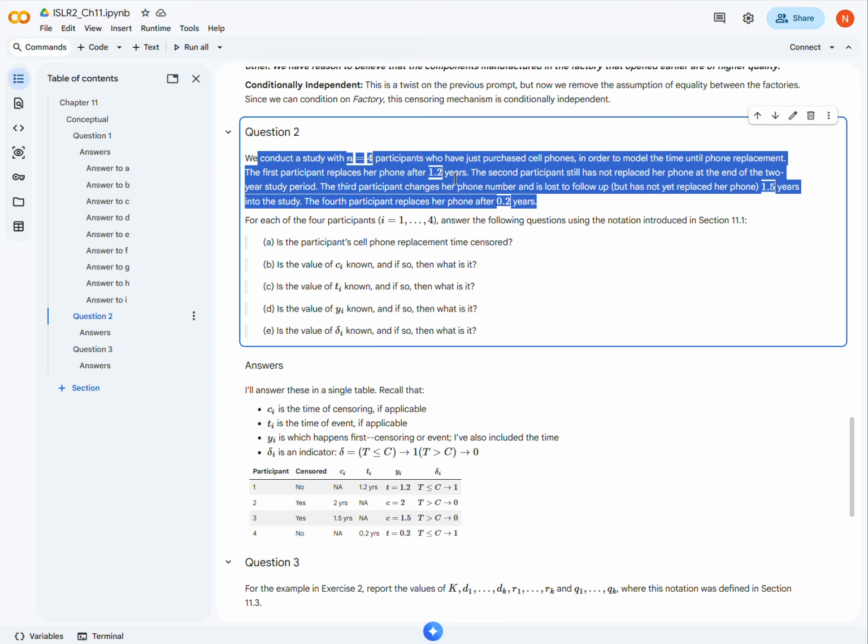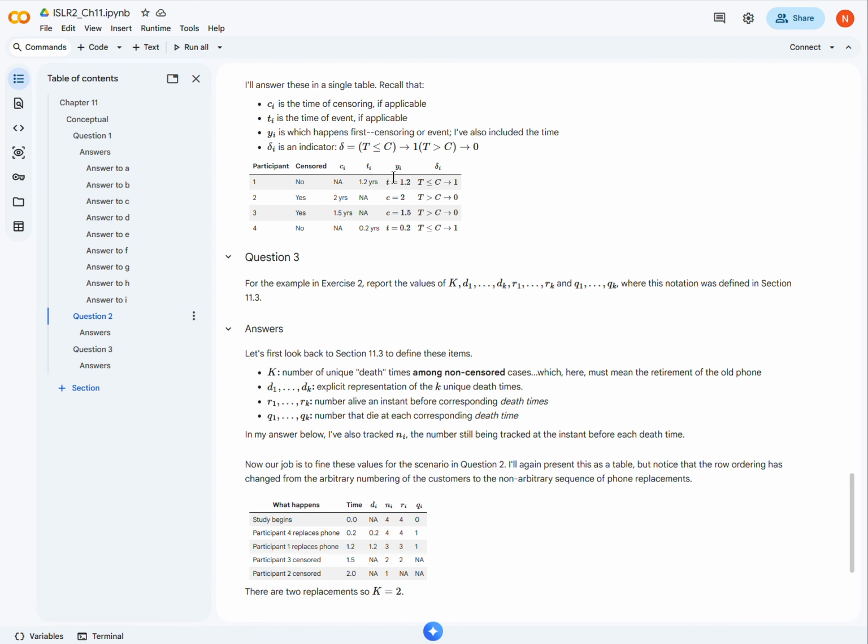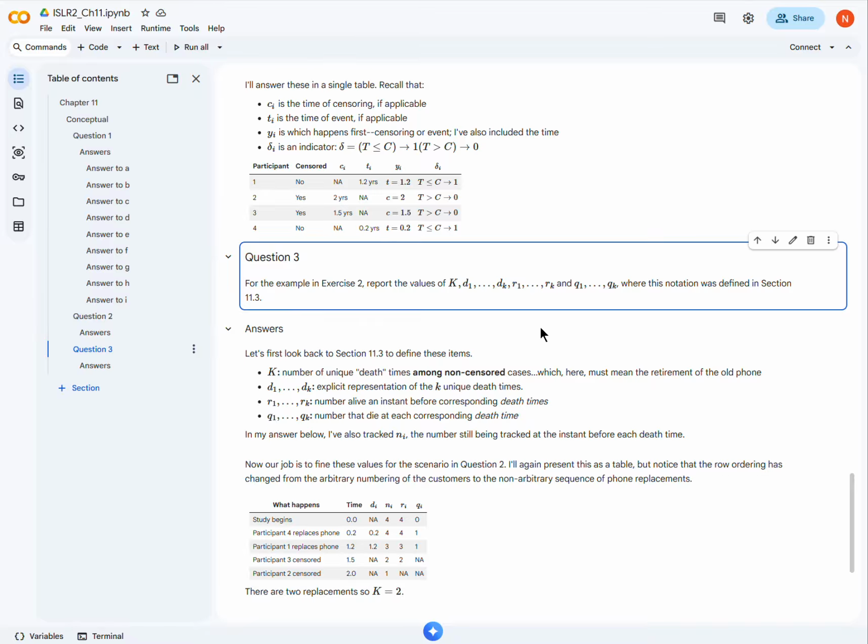is laid out here in question 2, but which I summarize in the answer in the table here. So we'll actually use the table so we can see both of them on the screen. And we are supposed to answer the following things. So we're supposed to answer in that scenario, what are the values for large K, and we'll go over what these mean here. D1 through DK, R1 through RK, and Q1 through QK.